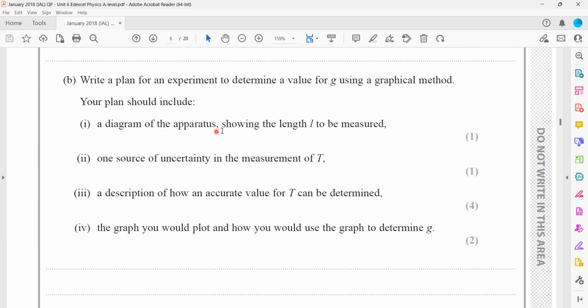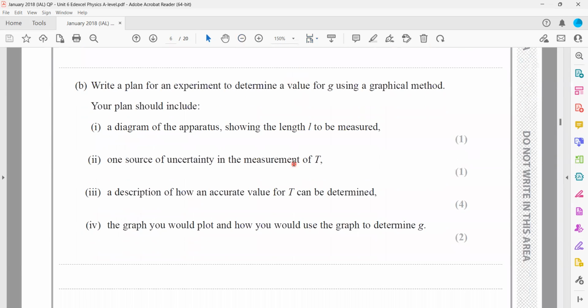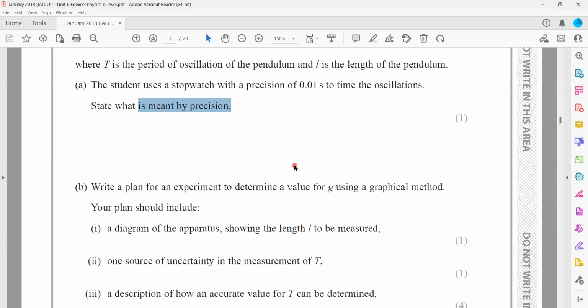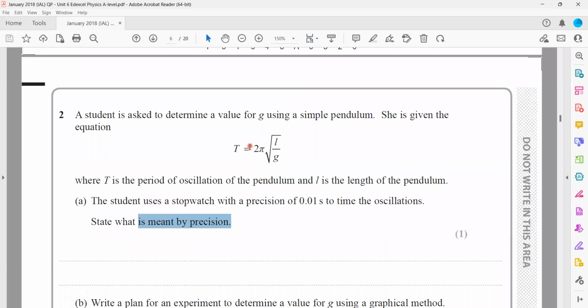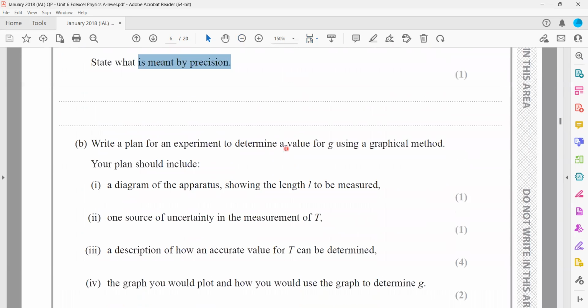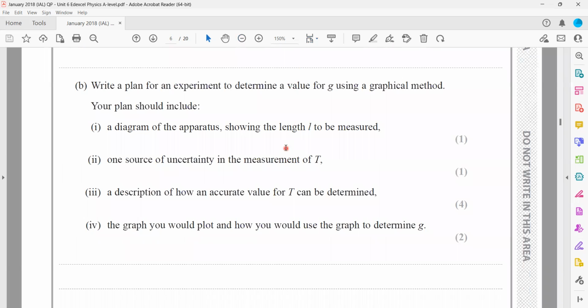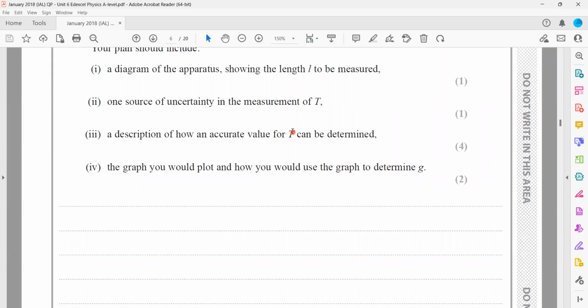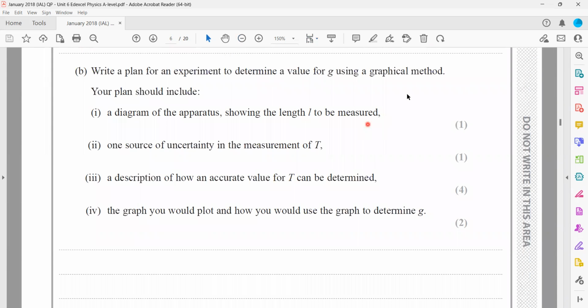A diagram of apparatus showing how the length can be measured. So how can we measure the length, because the formula we are using is T equals 2 pi under root L over g. And we want a diagram of apparatus that should show how the length of a pendulum can be measured.